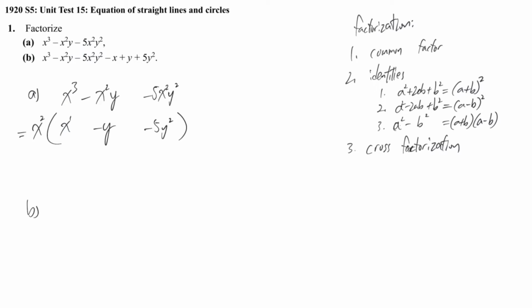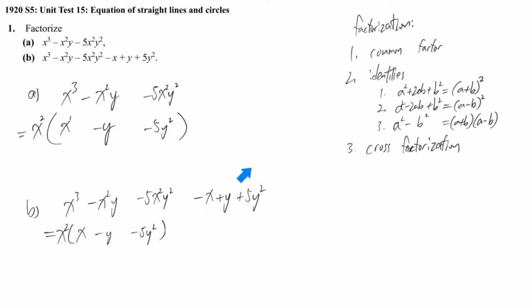And part B, the first three terms are exactly the same as our question in part A. So you just replace it by our answer in part A, x squared times (x minus y minus 5y squared). The problem is the second group, that means the last three. We have positive x, but this is negative x. We have negative y here, but this is positive y. We have negative 5y squared, but this is positive 5y squared. So, in order to create a similar thing, we should extract negative 1.